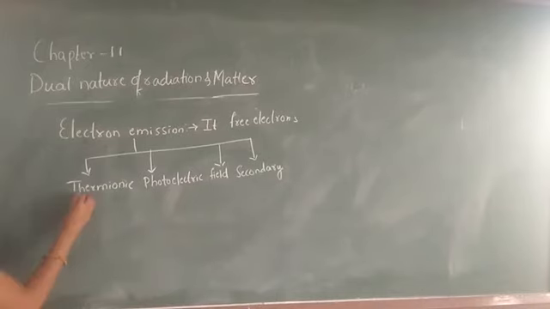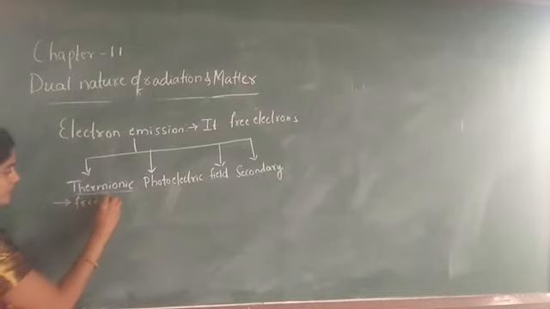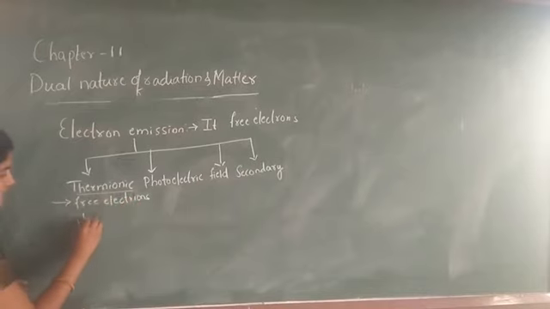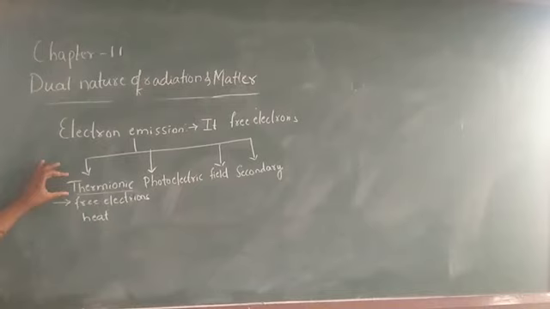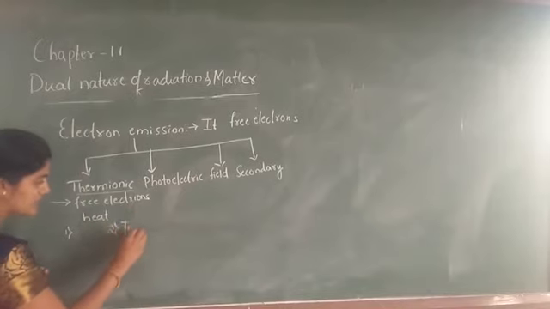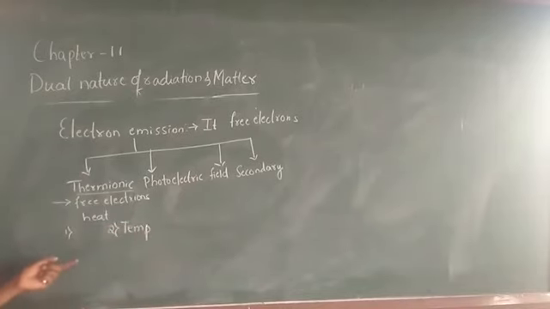First one, we have to study about the thermionic emission. Here we are telling that it is the emission of the free electrons when heat is applied. Free electron emission when heat is supplied is called thermionic emission. It depends upon the nature of the substances and the temperature, how much heat is taken.